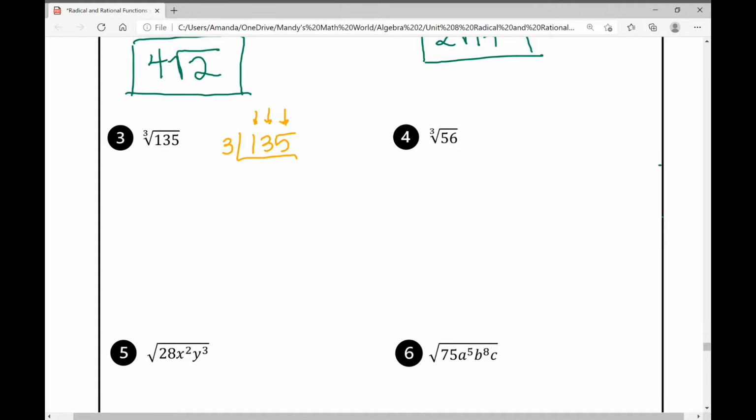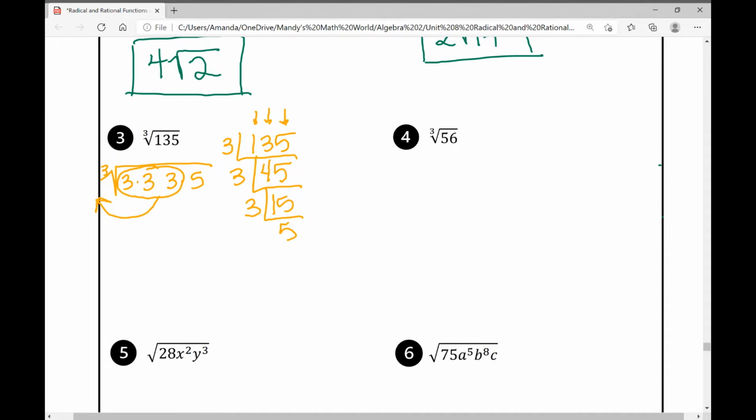3 times what is 135? 3 times 45. Well, 4 plus 5 is 9, and 9 is divisible by 3, so I can divide it by 3 again. How many times does 3 go into 45? Or what is 45 divided by 3? It's 15. And again, we have a number that is divisible by 3. 15 divided by 3 is 5. So I'm actually going to show you visually. The cube root of 135 is like the cube root of 3 times 3 times 3 times 5. And if you have 3 of something, you can pull 1 out.